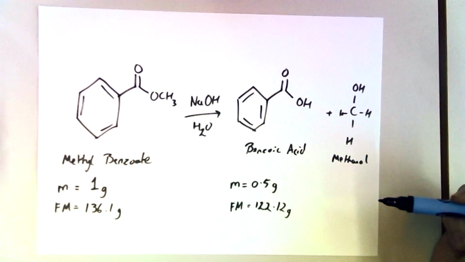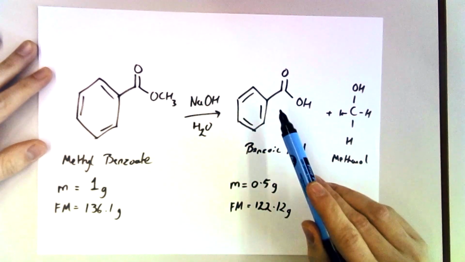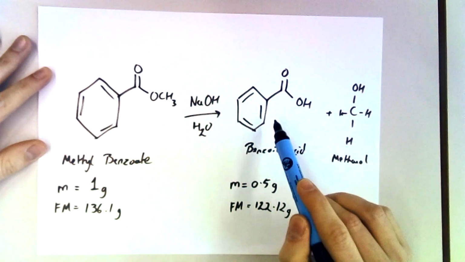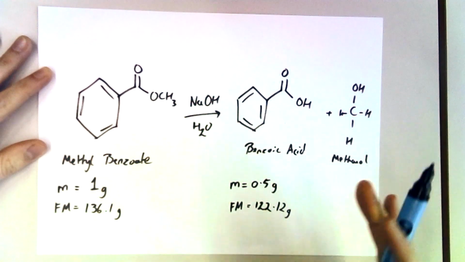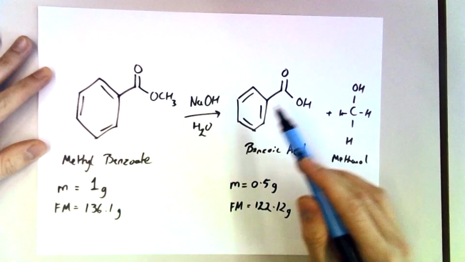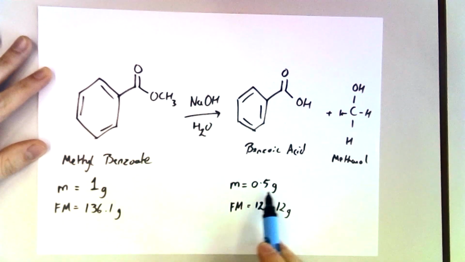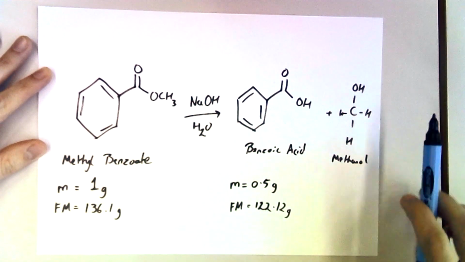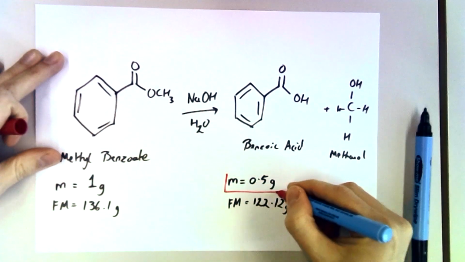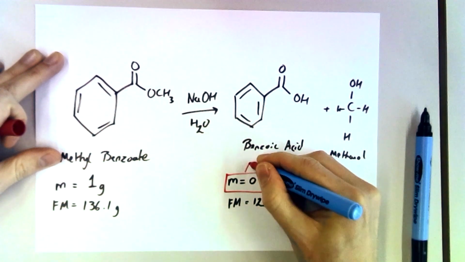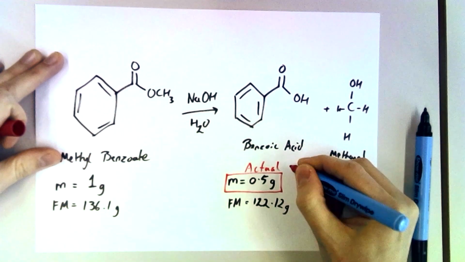So with this, I can work out the theoretical yield, how much I should have got if I used up all of my methyl benzoate. If everything reacted as it should have been, I'll have a theoretical yield of my benzoic acid. Of course, the mass out here is my actual yield. This is how much I weighed when I did it. So this mass here is the actual yield.